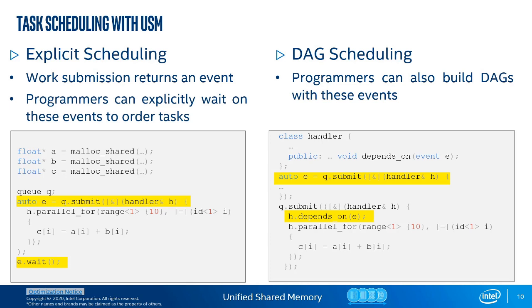The handler class contains a method named depends-on. This method accepts either a single event or a vector of events and informs the runtime that a command group being submitted requires the specified events to complete before the specified task may execute.